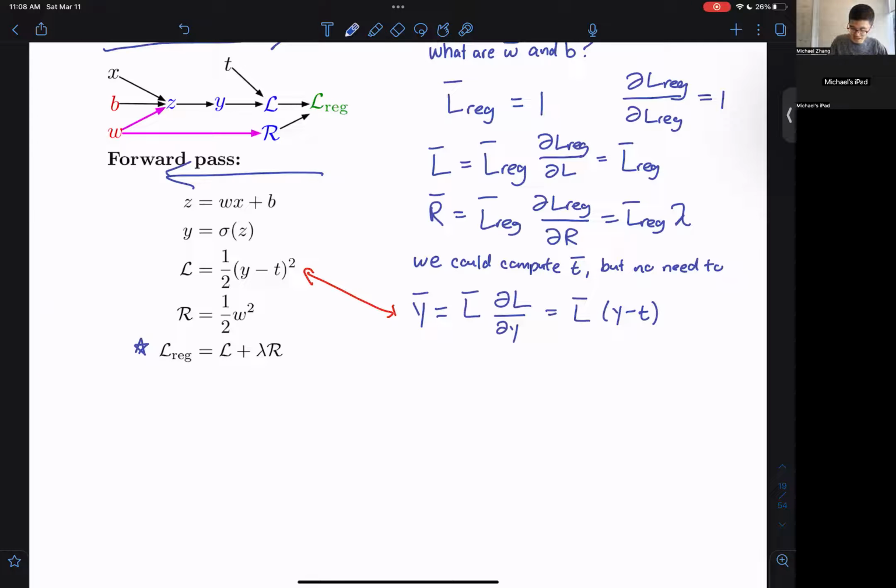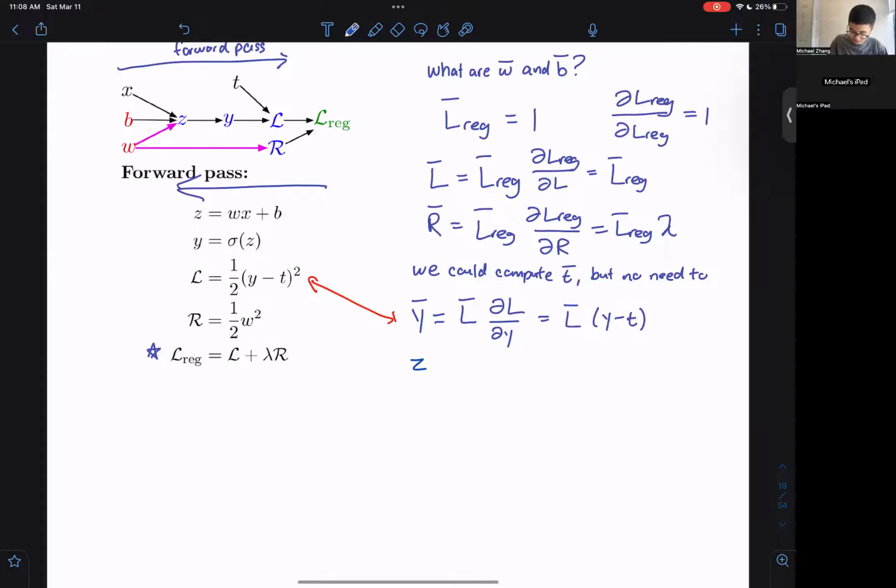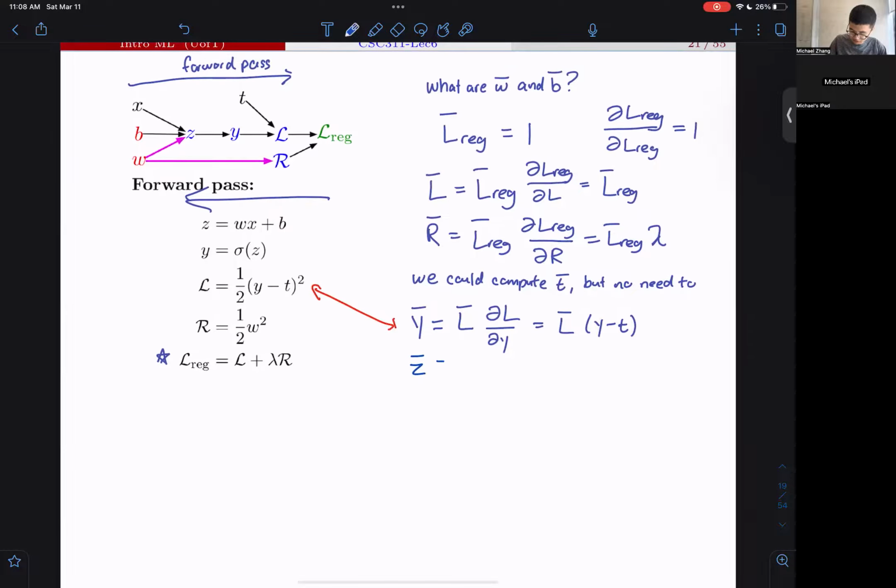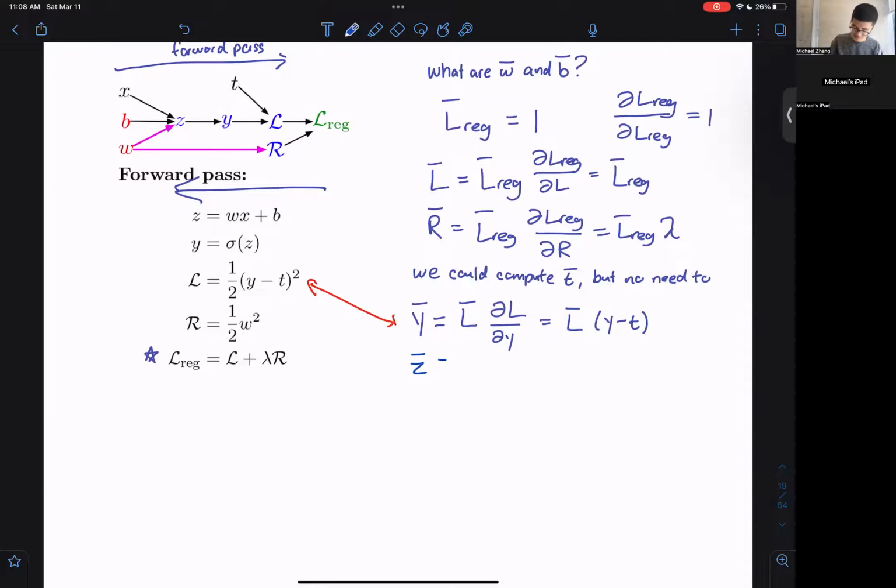Okay, let's carry on. So Z bar is equal to Y bar times partial Y partial Z. In this case, we have Y bar, which we computed from before, and partial Y partial Z is going to equal sigmoid prime of Z.